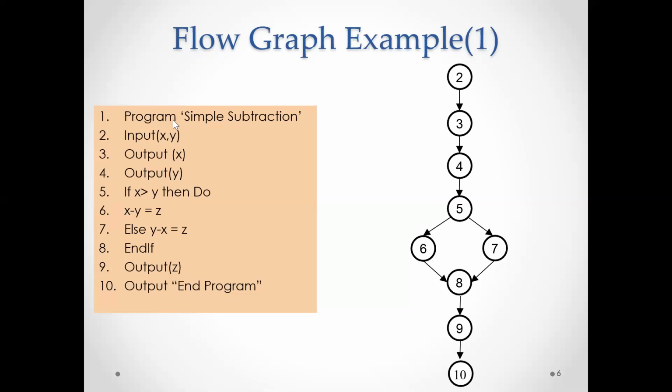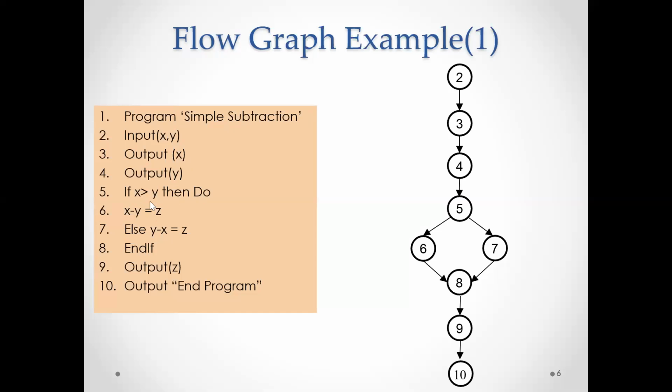The second statement, or it may be a function call also, anything it can be. The second statement is inputting, that is, reading some values. The third statement is output, that is, writing that particular value. Whatever you have read for x will be written, and whatever you have read for y will be written. That's it. After doing that, I'm checking for the condition. If x is greater than y, then do this particular task.